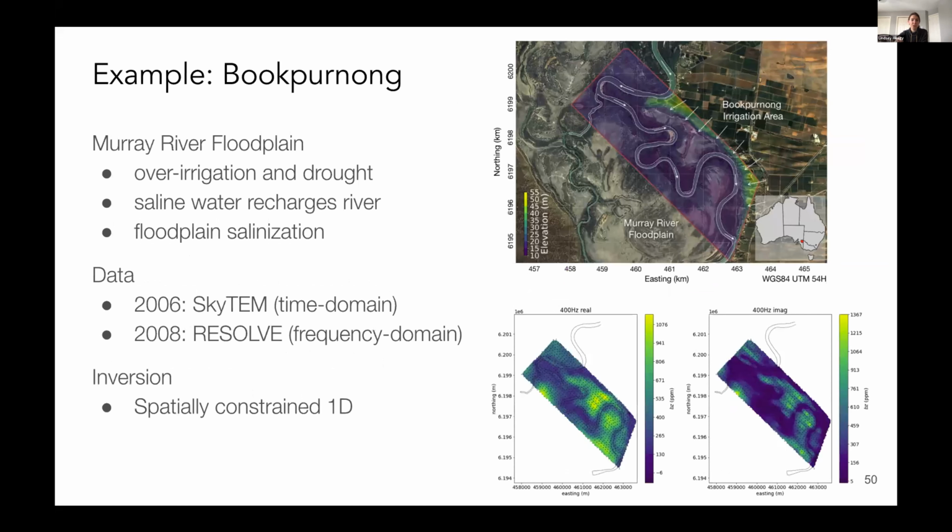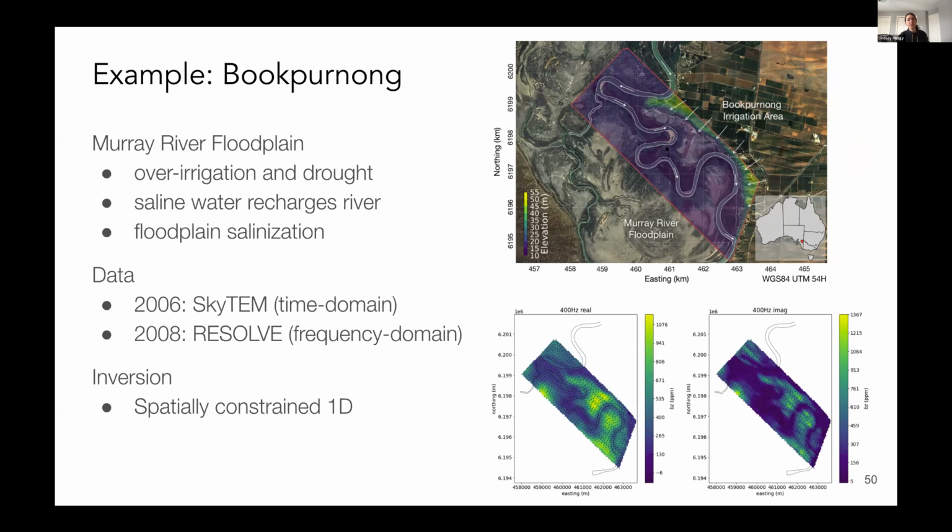So the next example that I'll show you quite briefly is, again, a 1D EM inversion example. And this has been published in a number of places, so it's a nice comparison example at Bookpurnong, in Australia. In the floodplain region, they're trying to get a handle on the salinization of the Murray River. There's an irrigation district upslope from the stream, so there are fertilizers and things like that being applied up here. And they're trying to understand why this region is becoming more saline.